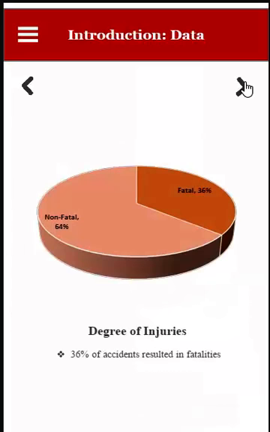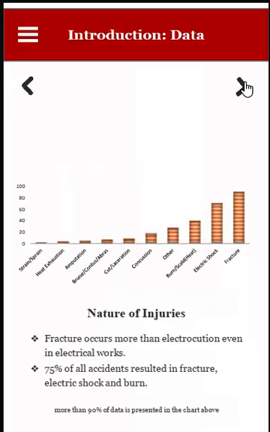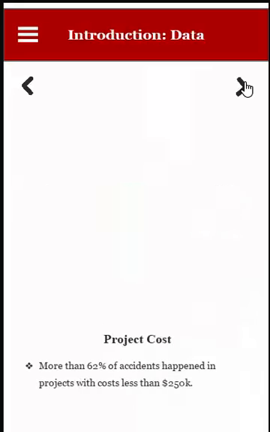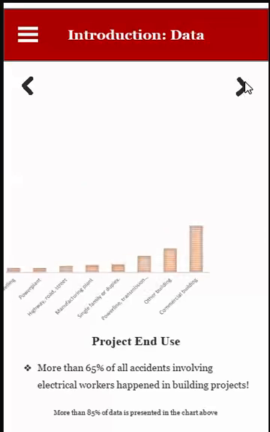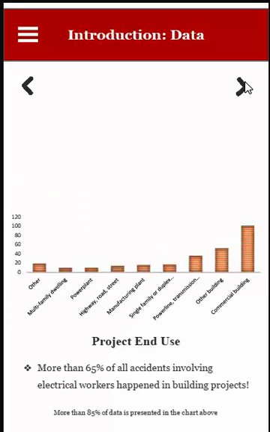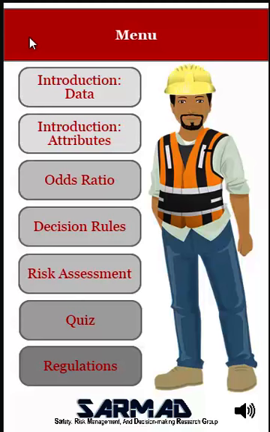You can navigate through variables such as degree of injuries, nature of injuries, project types, project cost, and project end uses. A brief explanation for each variable is also provided. By clicking on the menu icon, you will be directed to the menu.